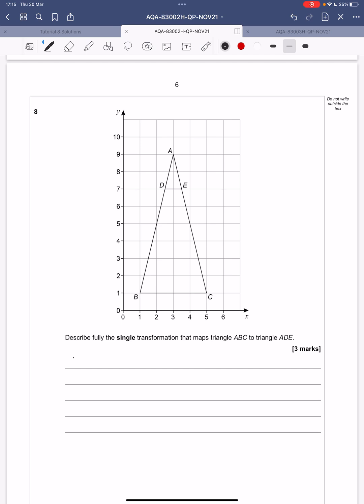Right, this is actually an enlargement, even though if you think about it, we've got ABC, the large one, mapping onto the small one. But we say it's the scale factor because it goes from, look, the base there is 1 because it's half there and half there. The base there is 4, so it's scale factor 1/4, and the centre of enlargement is going to be A. Centre of enlargement, which is 3, 9.